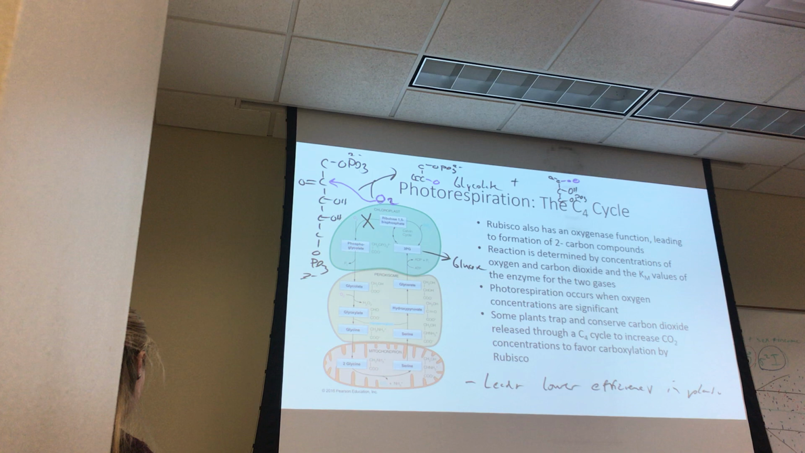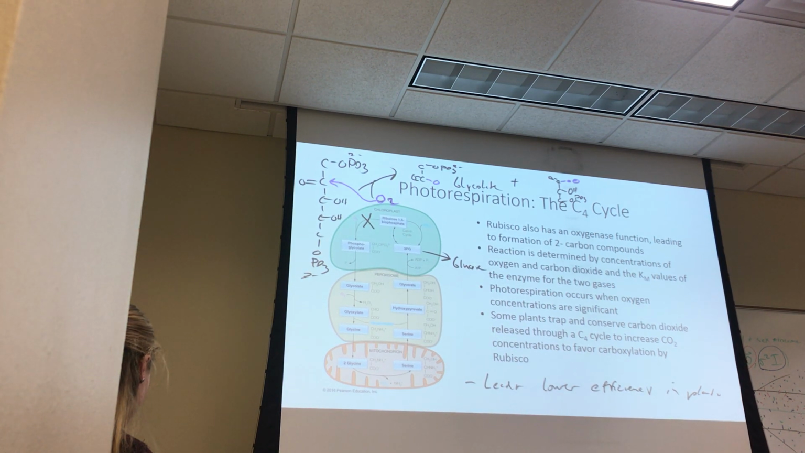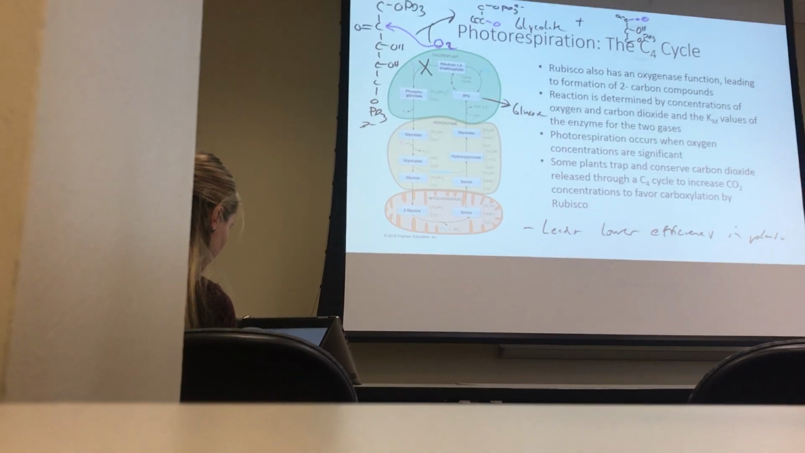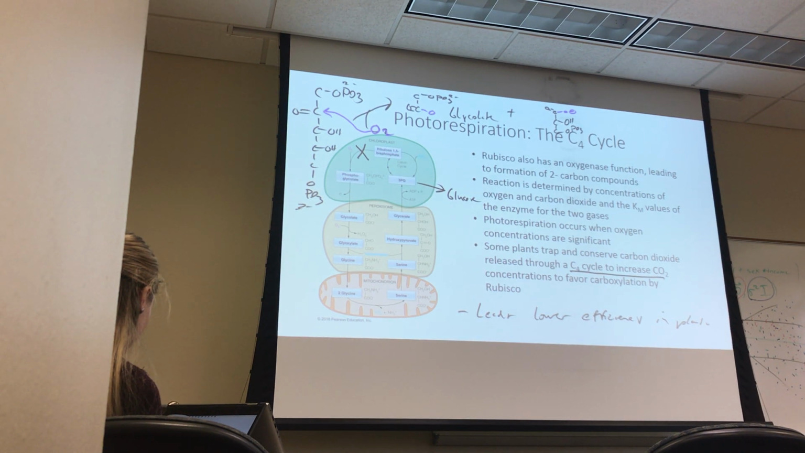And I put the C4 cycle here. And all that I talked about with the C4 cycle is this little tiny bit here. Some plants actually try to counter this oxygen pathway by increasing the amount of carbon dioxide in the chloroplast. Okay, so the C4 cycle, okay, and I'll show it in a second, is a method for increasing CO2 concentrations in the chloroplast, because these are competing pathways, right?